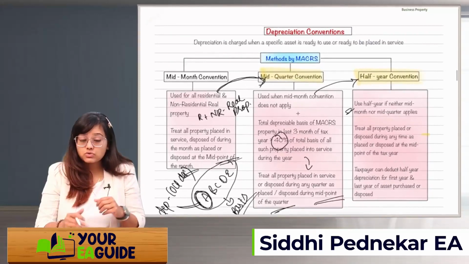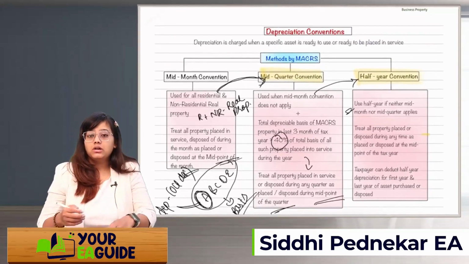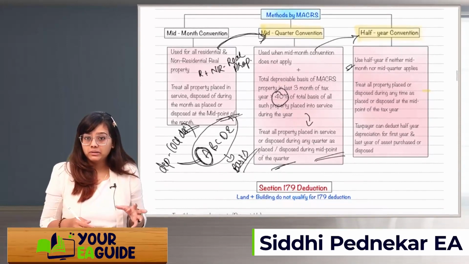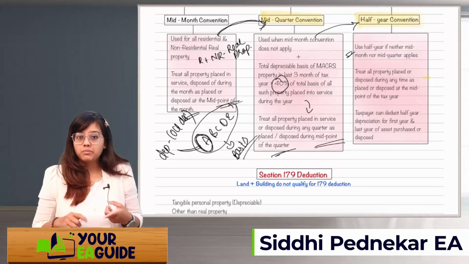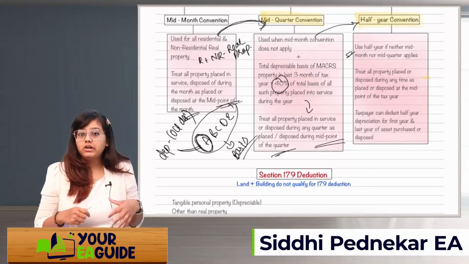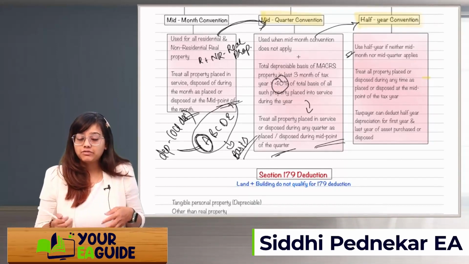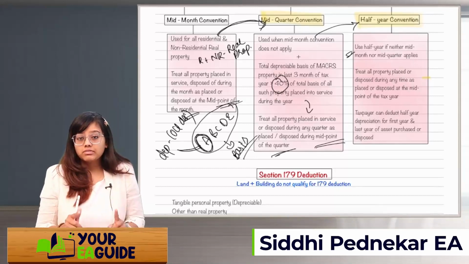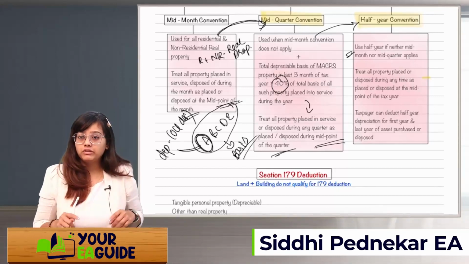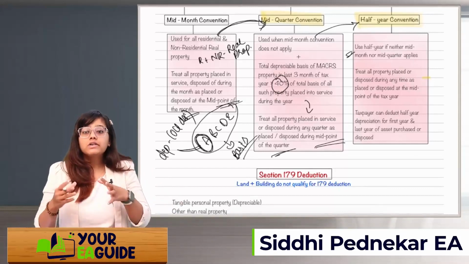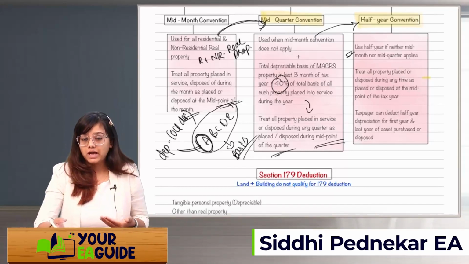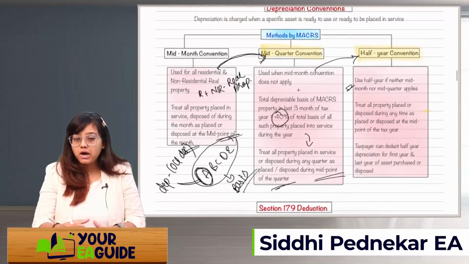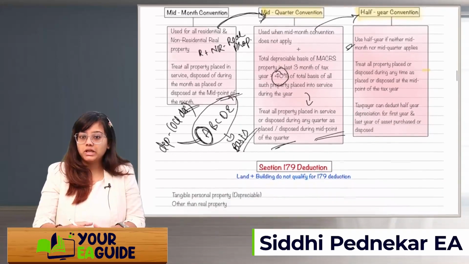This was all about the depreciation convention methods used by MACRS: mid-month, mid-quarter, half-year. I'm just giving the summary again. Mid-month is if it's a real property, then we will use the mid-month method. If it's not a real property, any other property, and if the depreciation in the last 3 months is more than 40% of the total basis of the asset, then we will use mid-quarter. If this is also not fulfilled, we'll move to the half-year convention, where we can take 6 months of depreciation in the first year when the asset is purchased, and 6 months of depreciation will be taken in the last year when the asset is sold. So this is about the depreciation convention methods which we can use.